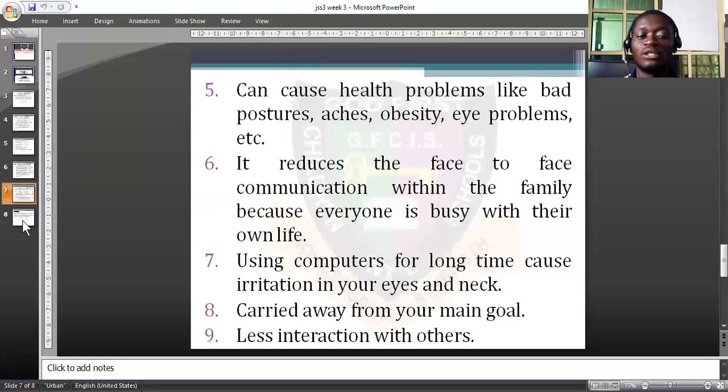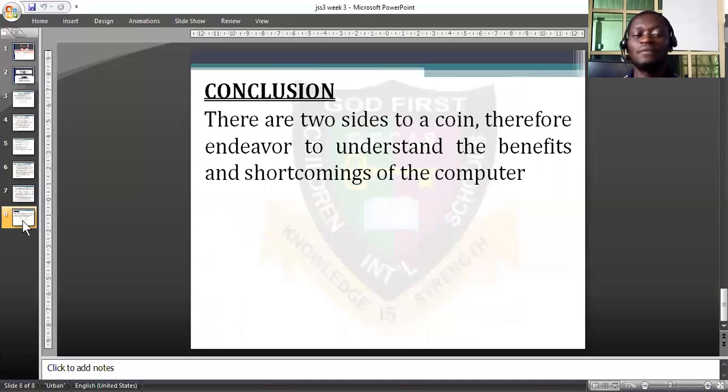So, less interaction with others. Then also the conclusion is that there are two sides to a coin. Therefore, endeavor to understand the benefits and the shortcomings of the computer. What we are trying to say under this lesson is we are not saying you should not use the computer, and we are not saying you should overuse the computer, but try to balance how you use the computer. Let there be a state of equilibrium, a state whereby you are not falling here, nor falling there. Let's make sure those things are equal, that they have the same weight.